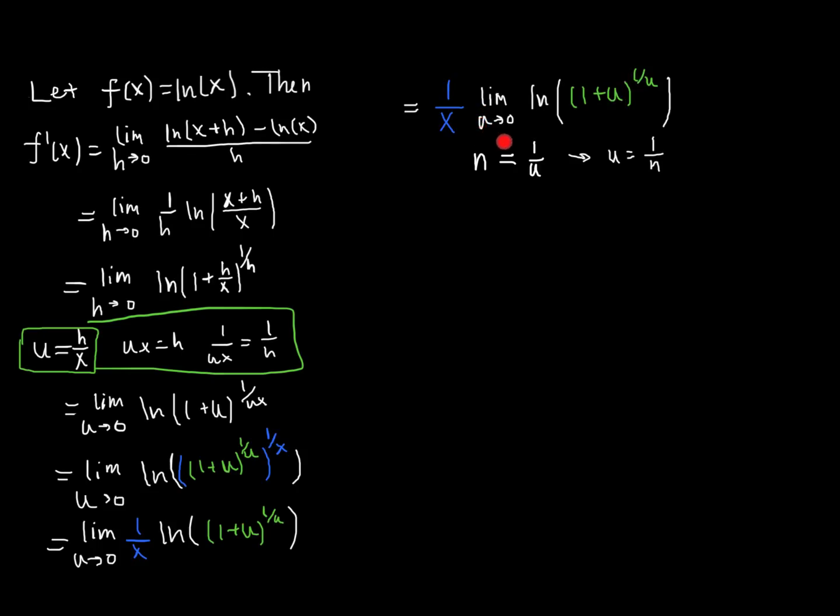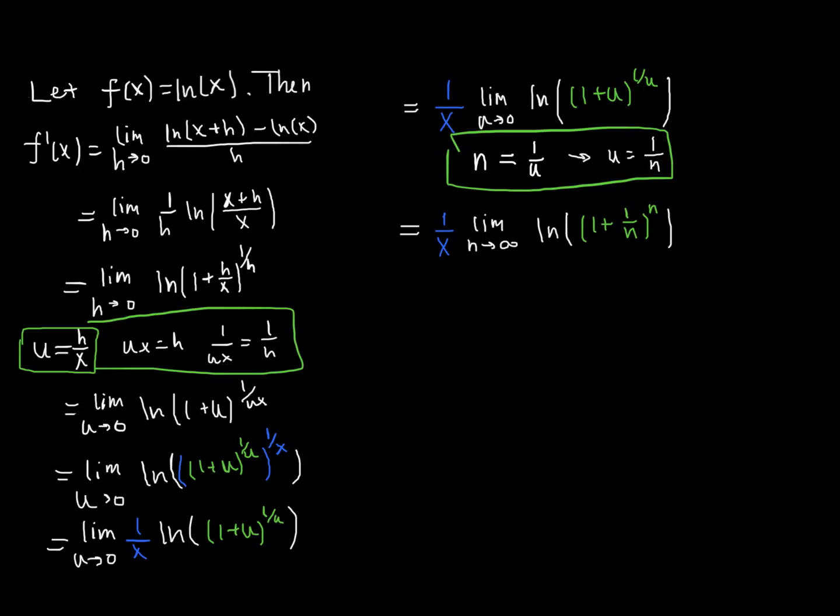Okay, what about our limit? As u is getting closer to 0, what is n getting closer to? Well, n is equal to 1 over u. As the denominator gets smaller and smaller, this whole thing gets bigger and bigger. So n will be approaching infinity. So now my limit will be as n approaches infinity of natural log of 1 plus 1 over n to the n. And that is going to look very, very similar to something that we can actually evaluate.